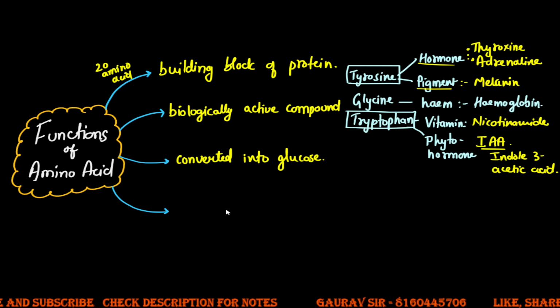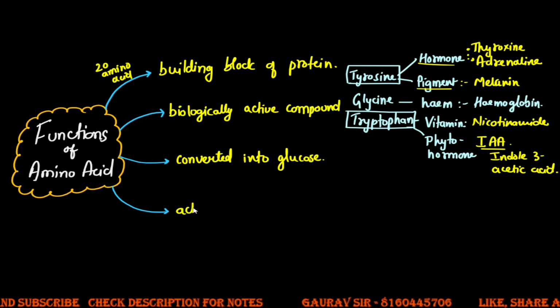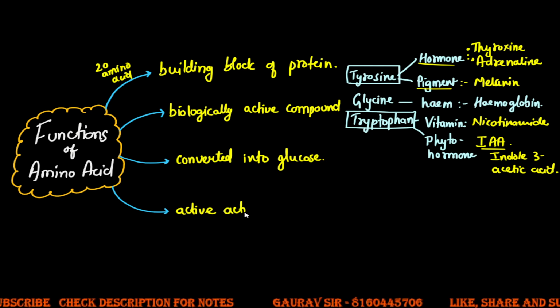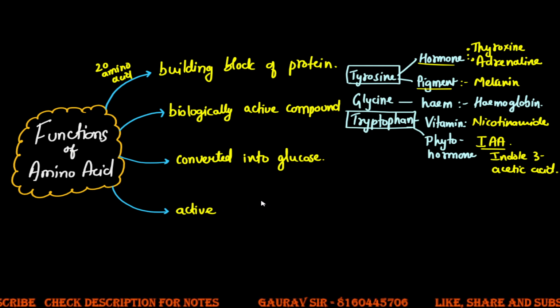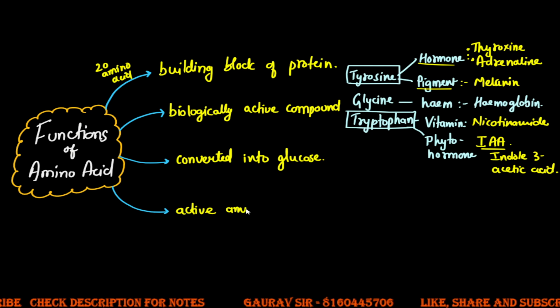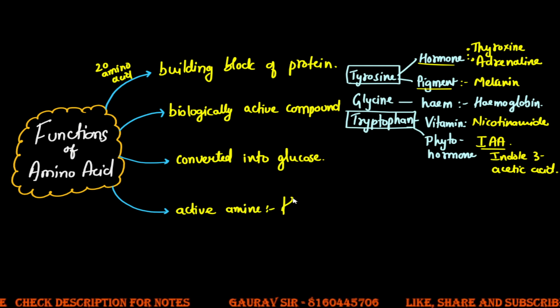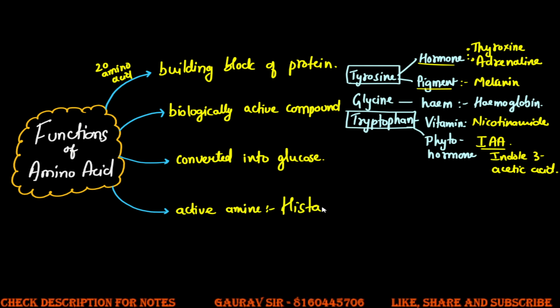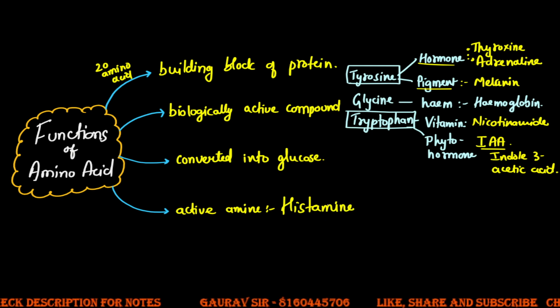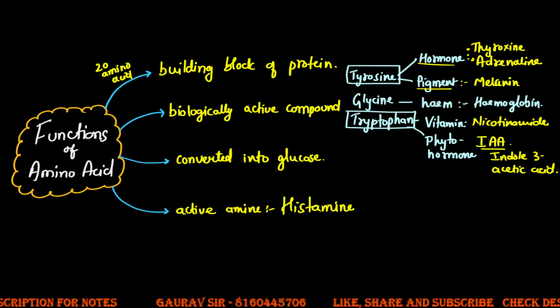Other than that, it can also form active amine. The amino acid can form active amine. Here, the active amine that I am referring to is histamine. And this histamine will only be formed when you cleave the carboxyl group from the structure of the amino acid. So these are a few functions of the amino acid that are served in the body.